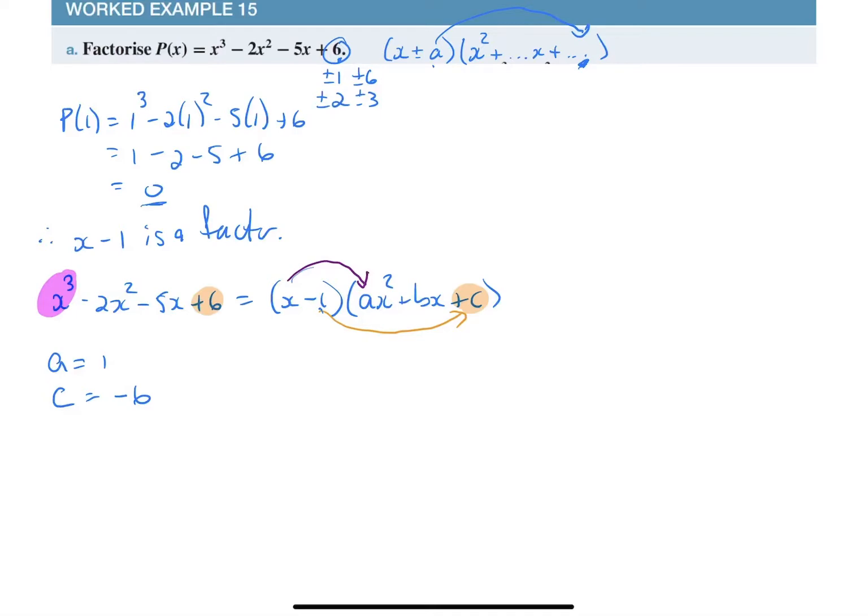To find the others, I'm going to use a different method, not a different method, but there's an extra step, and this is what I have to remember.